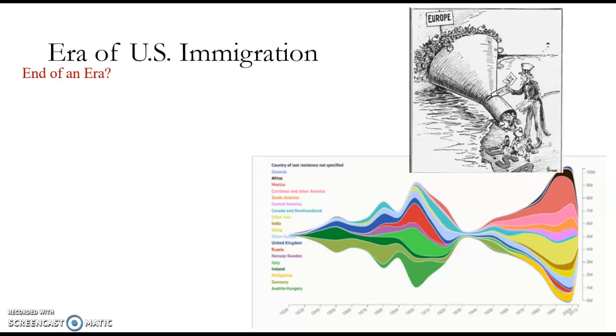So this era, this wave ended through policy, the Johnson-Reed Act of 1924. The Johnson-Reed Act established immigration quotas, which severely limited the ability for immigrants to arrive in the United States. And we'll pick up with quotas in our next segment.